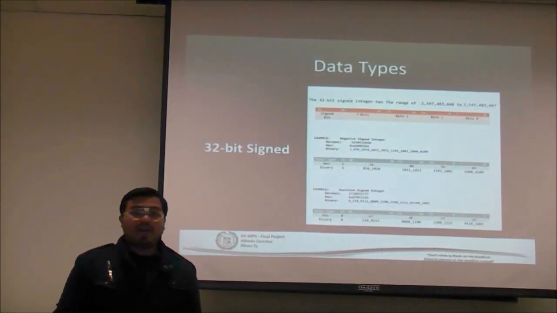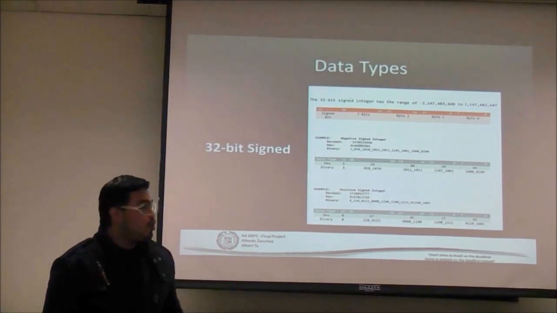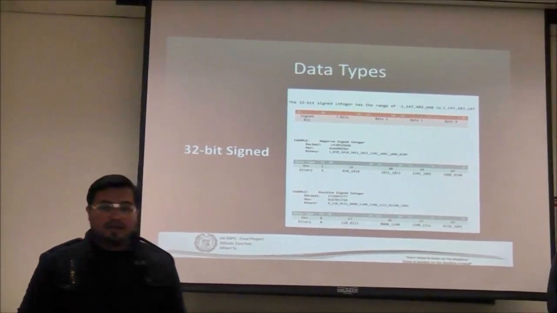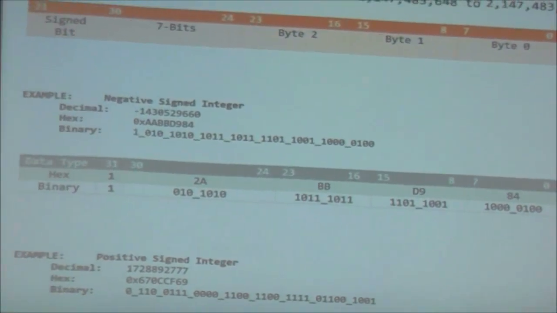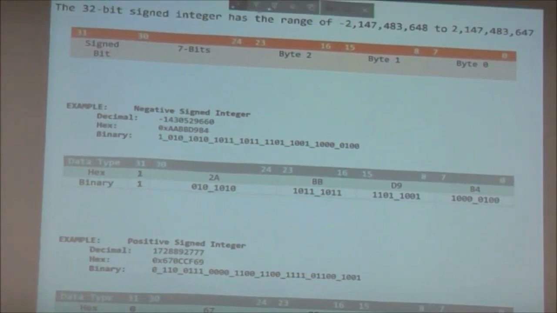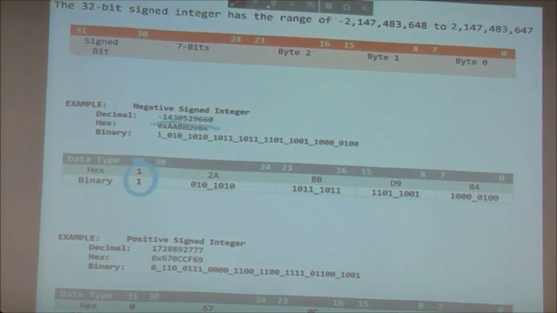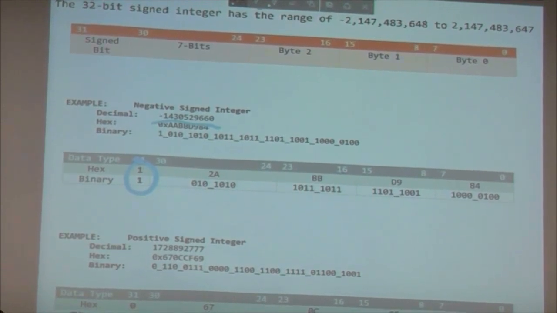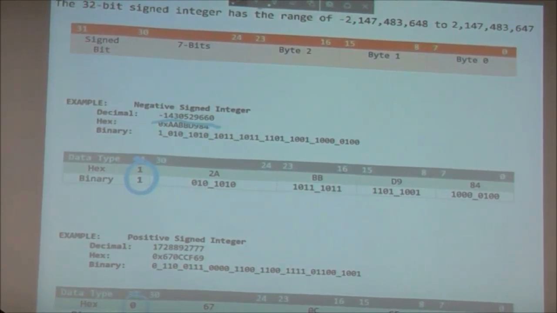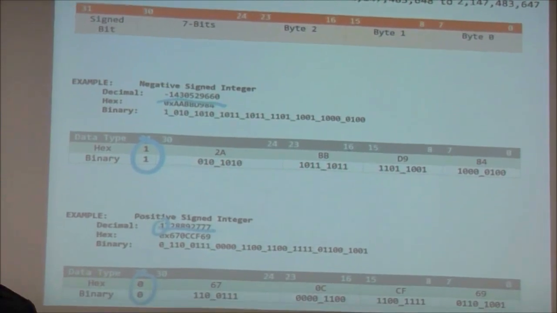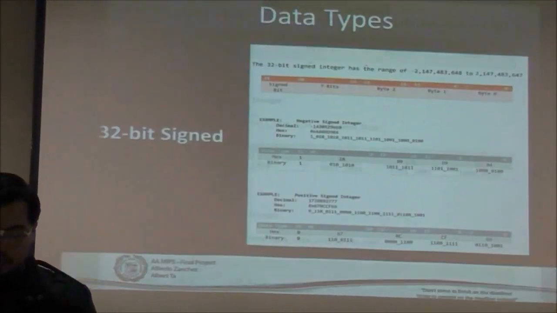The data types. We have two main data types. The first one is a 32-bit signed integer. To emphasize what it means to be a signed integer, we use the 31st bit to signify the sign: since it's a 1 in the 31st bit, it's a negative number. In the bottom, we use a 0 to signify that this number is positive. And I'm showing you here how the information is stored inside the registers.